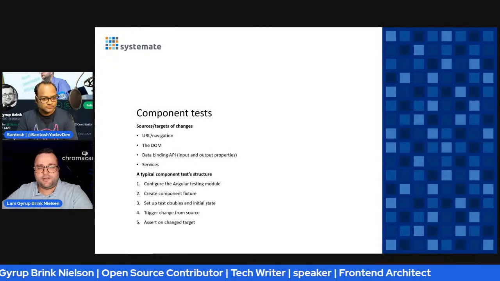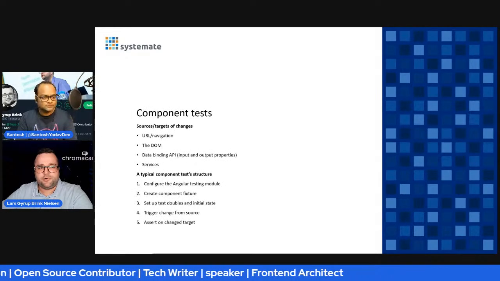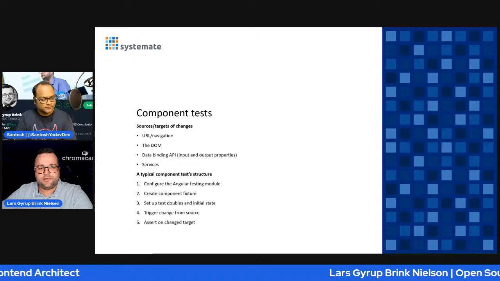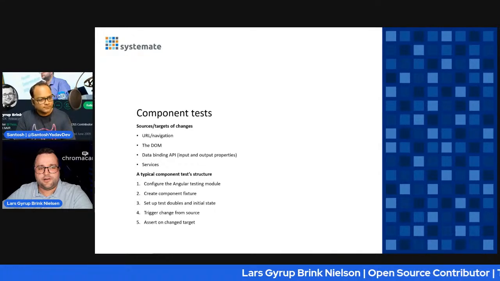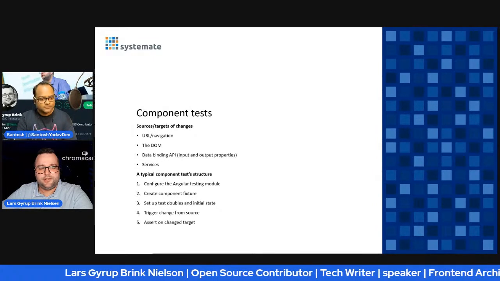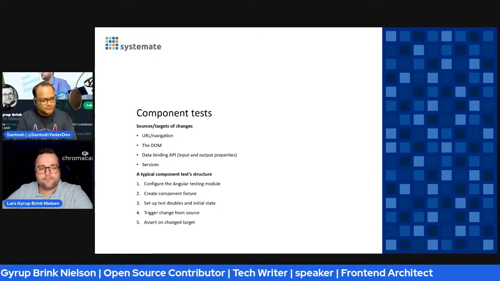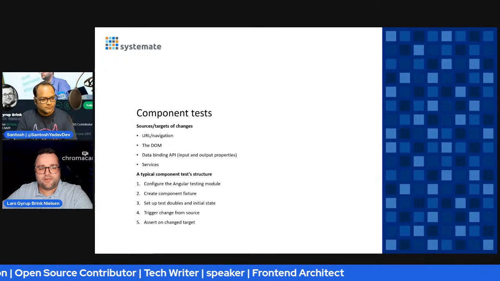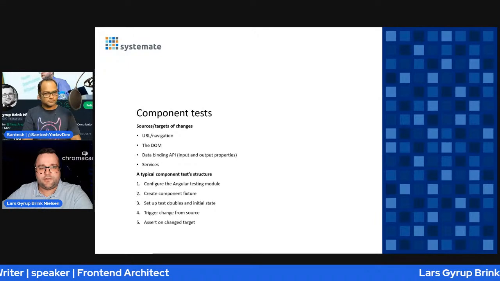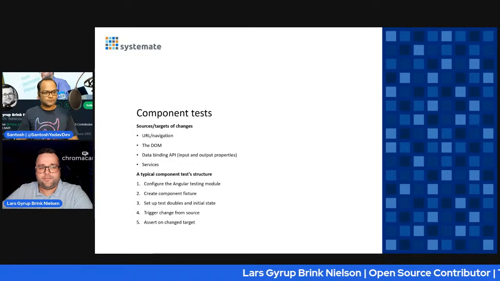So let's look at what that looks like for component tests. What we should see in a component test is we have some source of change, and we have a target of the change. It can be the URL or user navigation. It can be the DOM, or it can be the data binding API of a component. That's the input and output properties. Or it could be a service, which the component depends on. So the change can come from the service, or it can go to the service and the other parts as well.